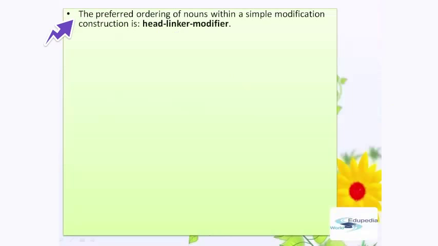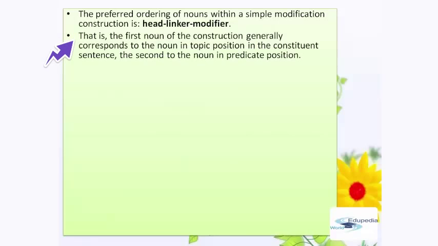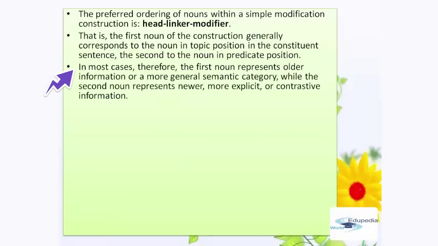The preferred ordering of nouns within a simple modification construction is head, linker, modifier. That is, the first noun of the construction generally corresponds to the noun in topic position in the constituent sentence, the second to the noun in predicate position. In most cases, therefore, the first noun represents older information or a more general semantic category, while the second noun represents newer, more explicit or contrastive information.